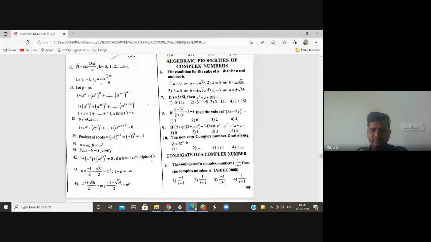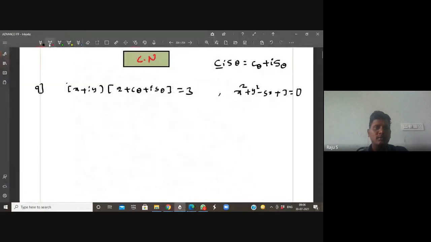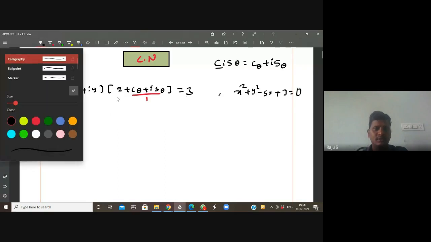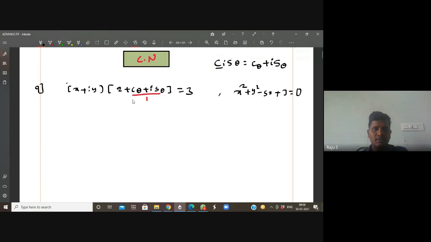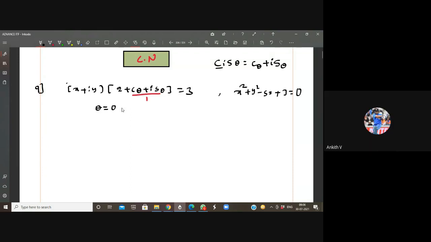Clear? So here, for what value of theta will it be 1? Because if you get 1 here, 2 plus 1 is 3, and the 3 gets cancelled. Yes or no? Like that. Right, students? Tell me, for what value of theta does it become 1? Theta is equal to 0. Theta is equal to 0, sir.